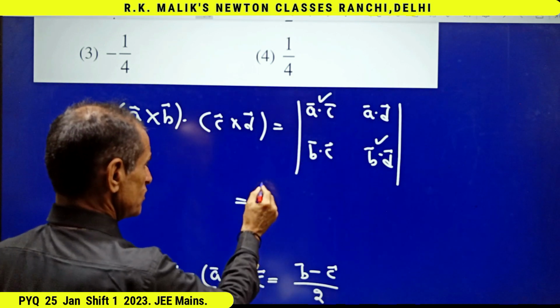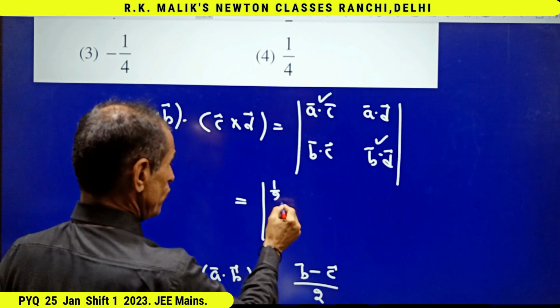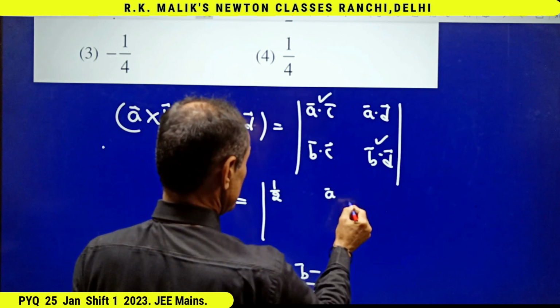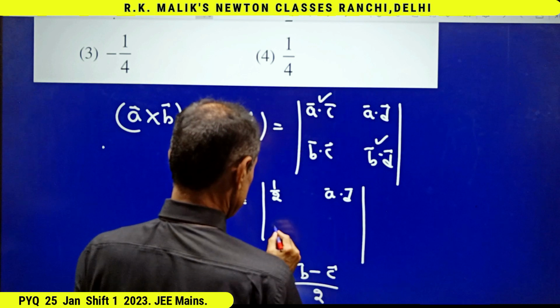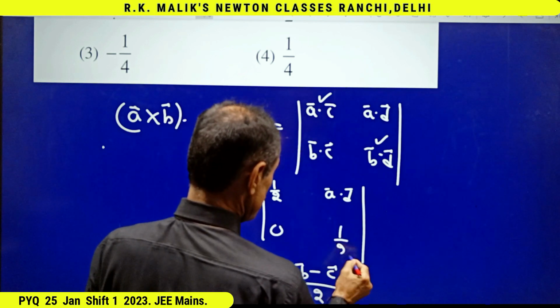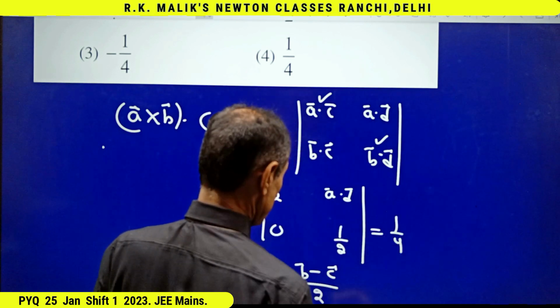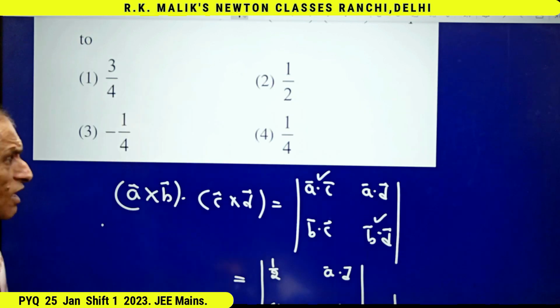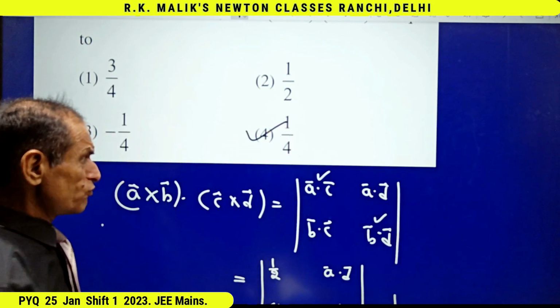Therefore, I get 1 by 2 into 1 by 2 minus A dot D into 0, that is 1 by 4. Hence, the answer to this question is 4th choice.